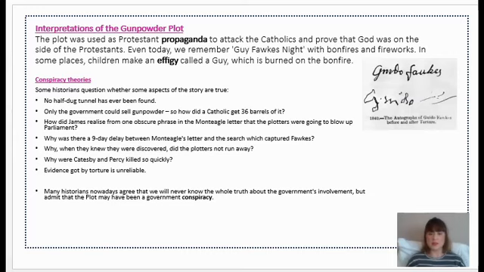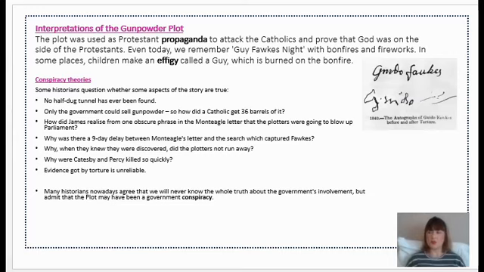So, some conspiracy theories are as follows. Some historians question whether some aspects of the story are true. We've never found evidence of a half-dug tunnel. Only the government could sell gunpowder. We've already talked about this. How did James realise from one obscure phrase in Lord Monteagle's letter that the plotters were going to blow up Parliament? Seems quite unlikely. Why was there a nine-day delay between Monteagle's letter and the search which captured Guy Fawkes? If they were sent the letter, why did it take them so long to work out who was involved?